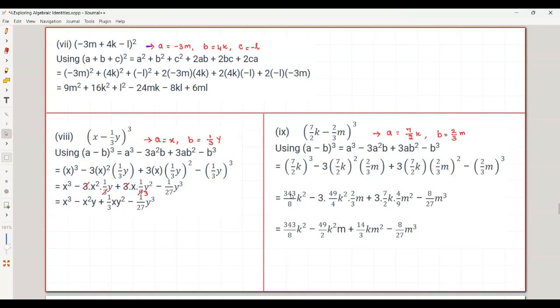7 cube is 343, 2 cube is 8, so 343 by 8 k cube. Minus 3 into 7 square is 49 by 2 square is 4, k square, into 2 by 3m. The dot means multiplication. Then 3 into 7 by 2k, 2 square is 4, 3 square is 9, minus 8 by 27 m cube. Now we can cancel here: 343 by 8 k cube; this 3 gets cancelled, minus 49 by 6 k square m.